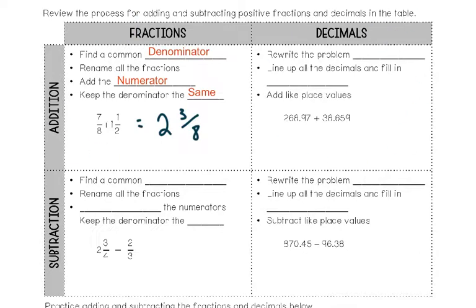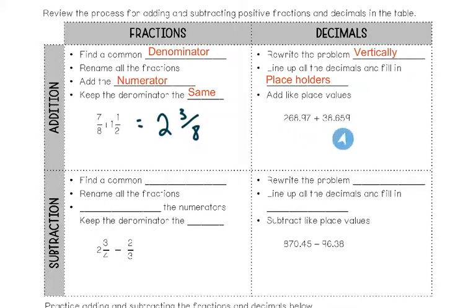So the first thing we will do whenever we add decimals is to rewrite the problem vertically. In basketball, your vertical is how high you can jump. That's up and down. It's top to bottom. So vertical is up and down like this. The next step is to line up all the decimals and fill in placeholders. Remember, that's just your zeros. Then you add the like place values, so the places that are in the same spot.